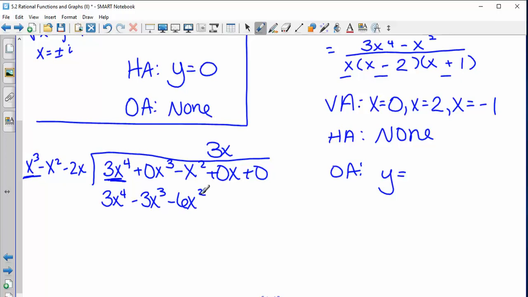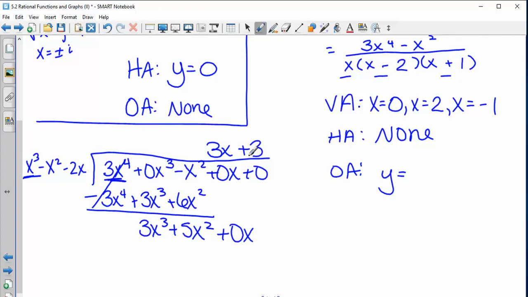What do you have to do then? Change your signs. Make those cancel. 0 plus 3 would give us a 3x cubed. -1 plus 6 is a 5x squared. You can bring down your next term if you want. Now we have to do 3x cubed divided by x cubed, and that is all I need. So I don't have to finish. This is the piece. My oblique is y equals 3x plus 3.